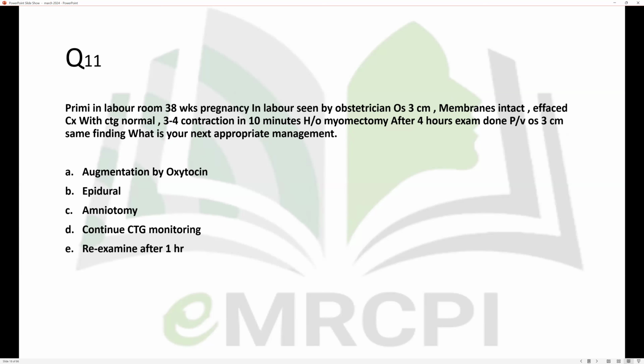A primigravida in labor, okay, she is in the labor room, at 38 weeks of pregnancy, and is seen by the obstetrician. Her os is 3 cm dilated, membranes intact, with an effaced cervix, CTG normal, and 3 to 4 contractions per 10 minutes. She had a history of myomectomy as well. After 4 hours of examination, the os is still 3 cm. What is your next appropriate management? So what are you going to do for this case?